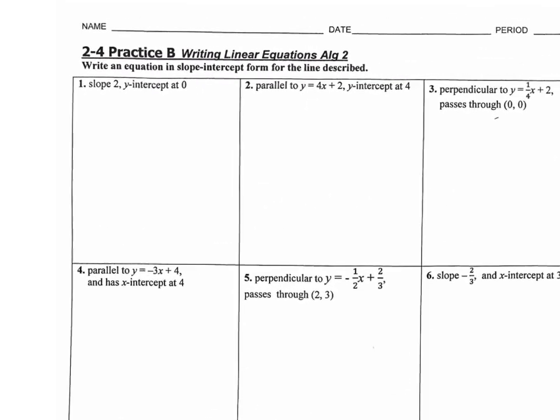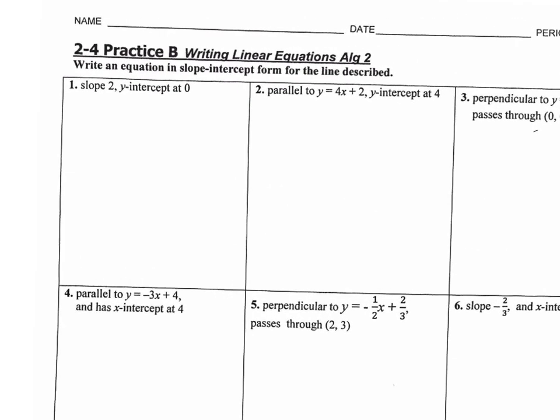So even though this worksheet, this homework, the instructions say to write it in slope-intercept form, pretty much on all of them, it's not going to be like that on the test. On certain questions, I'll tell you write in point slope instead of slope-intercept, all right?